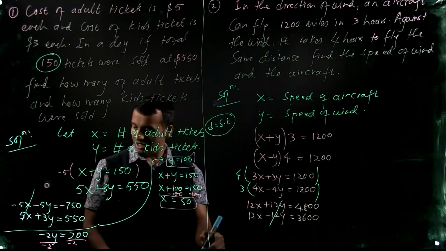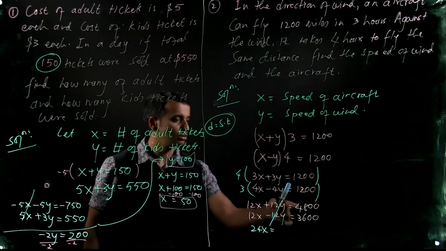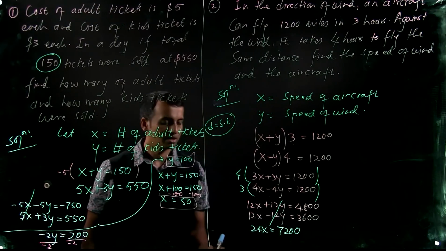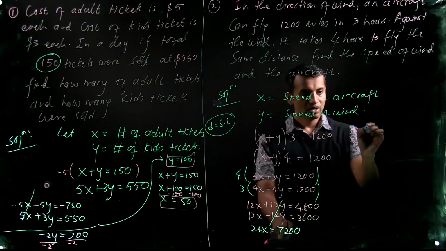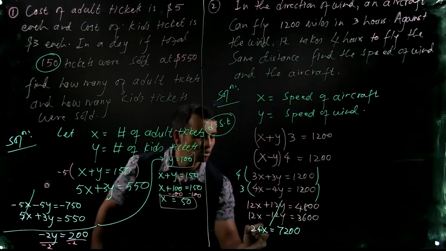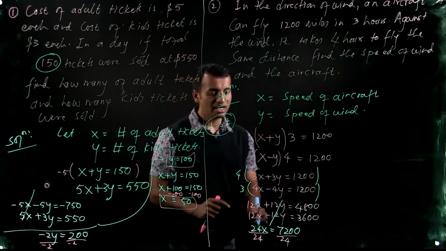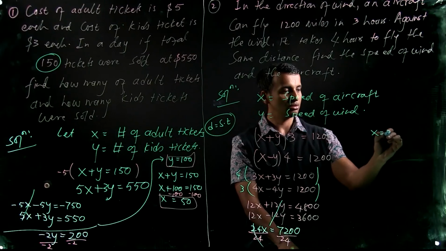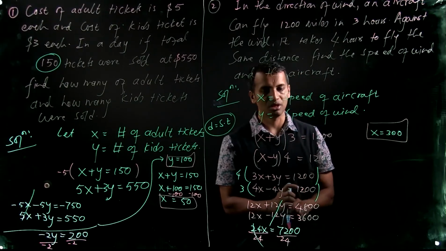What do you get? It is basically 24x equals 4800 plus 3600, which is 8400. Now divide both sides by 24. If you divide both sides by 24, this will cancel, and you get x equals 300. That is the speed of the aircraft. You got x equals 300.